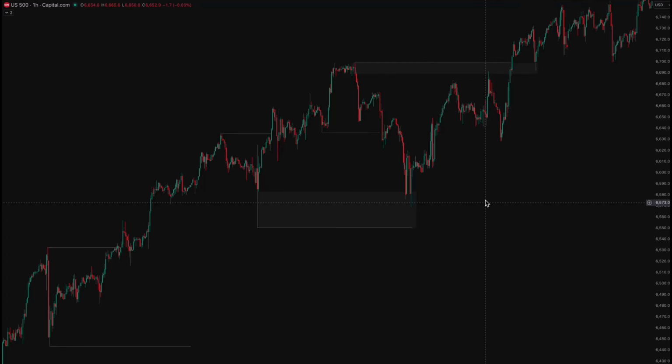So with this, my move is then backed by volume. I only want entries during sessions that actually matter, like London or New York, which means around 3 a.m. to 4 a.m. or 9 a.m. to around noon.